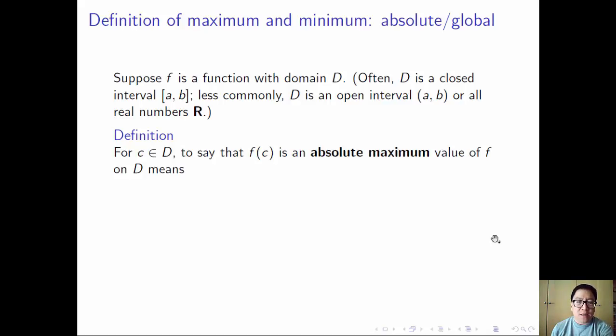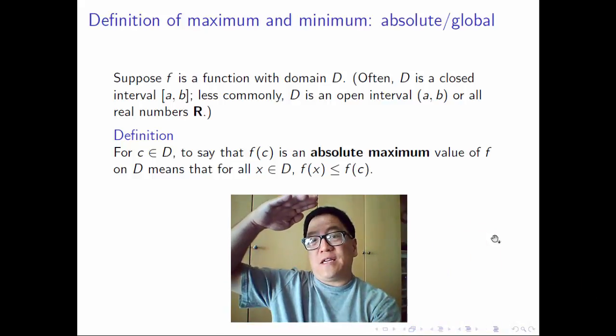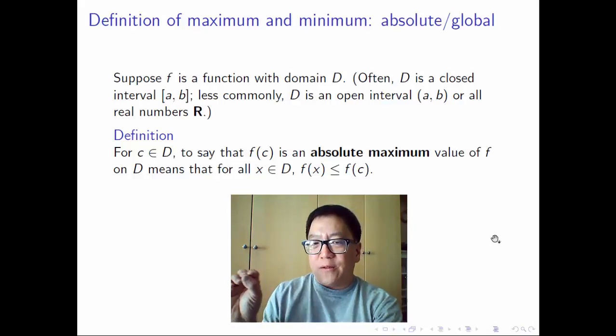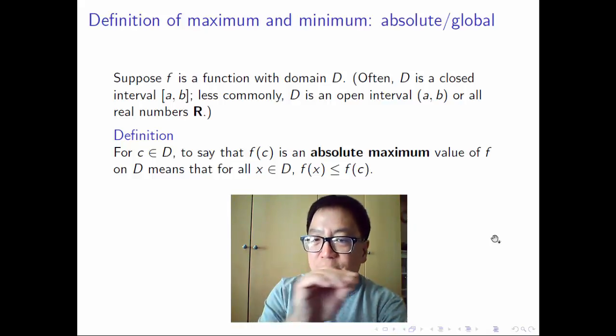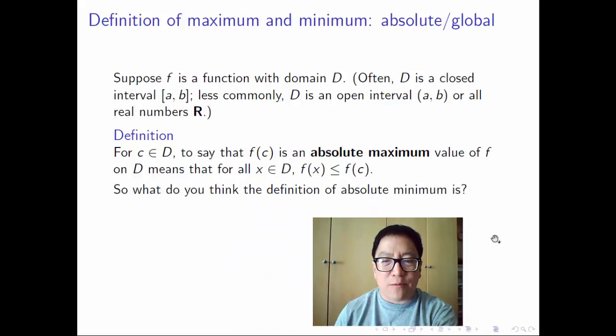All right, so here's the definition. For c in D, to say that f(c) is an absolute maximum value of f on D means that for all x in D, f(x) is less than or equal to f(c). That means, thinking about this in terms of the graph, for every other point in the domain, f(x) is lower. So it's kind of what you'd think, that's what it means to be an absolute maximum.